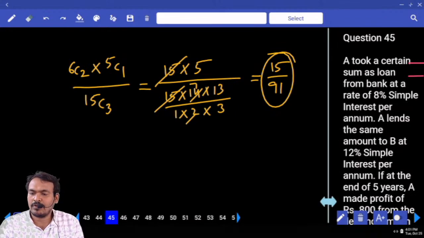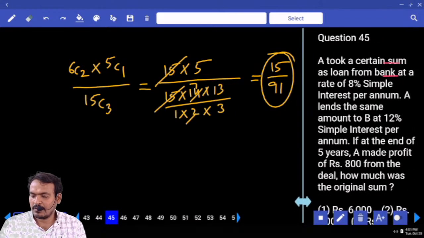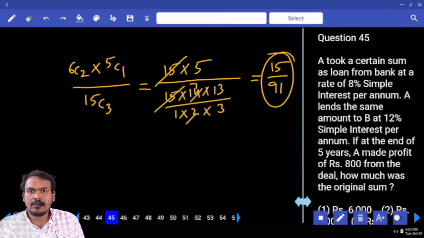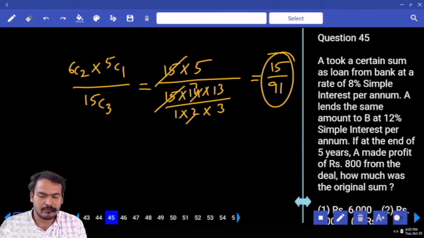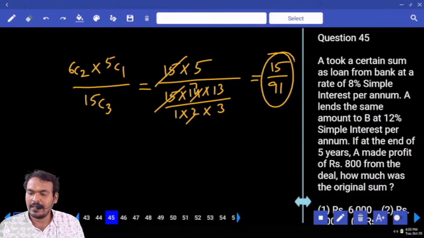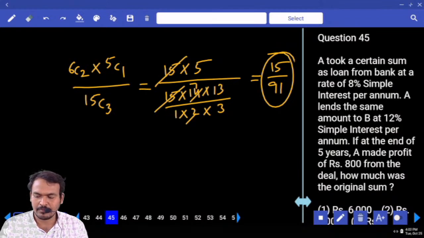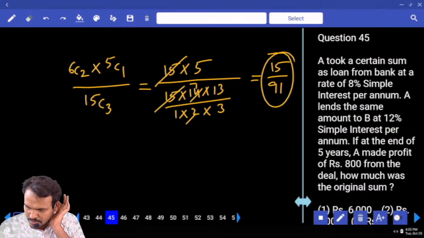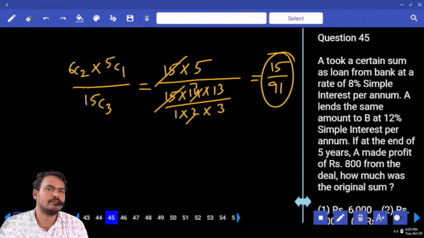Next, question number 45. A took a certain sum as a loan from a bank at the rate of 8% simple interest per annum. A lends the same amount to B at 12% simple interest per annum. If at the end of 5 years, A made a profit of 800 from the deal, how much was the original sum?